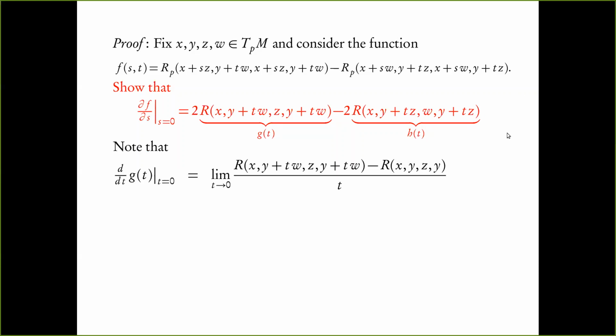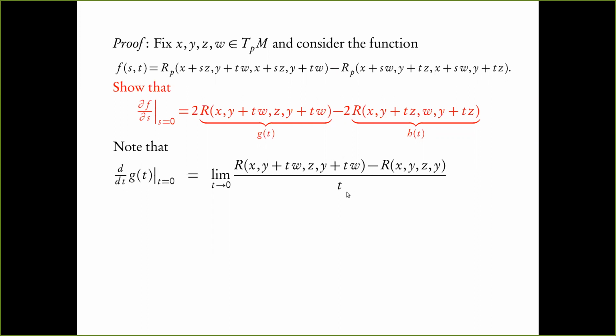So what do I want? I want to take del 2f by del s del t. So what would that mean? I have to calculate g prime of 0 and h prime of 0. That's what del g del t means, right? Because g is a function of t, h is a function of t. So what is g prime of 0? Well, it is simply g of t minus g of 0 divided by t, limit t goes to 0.